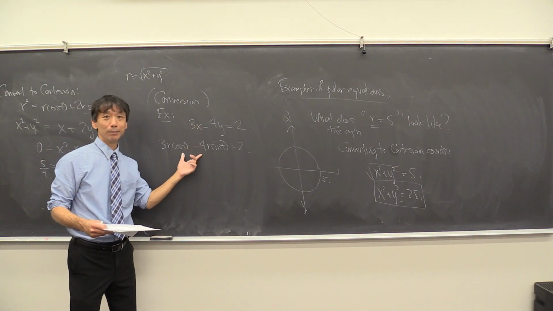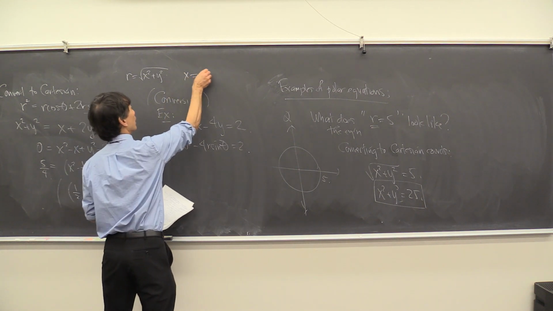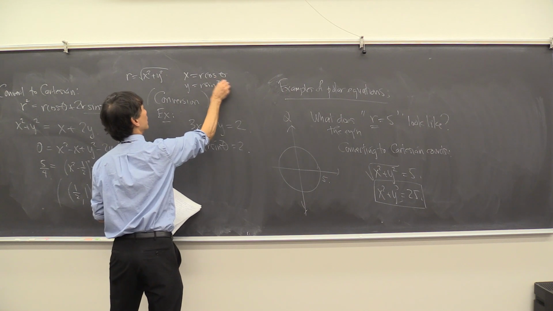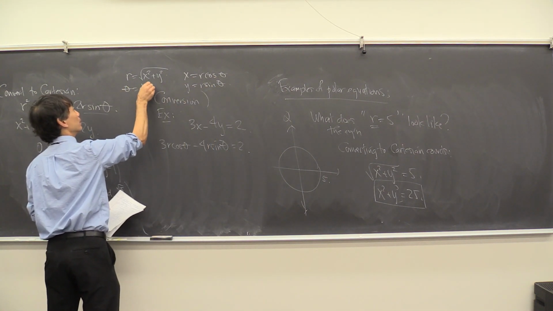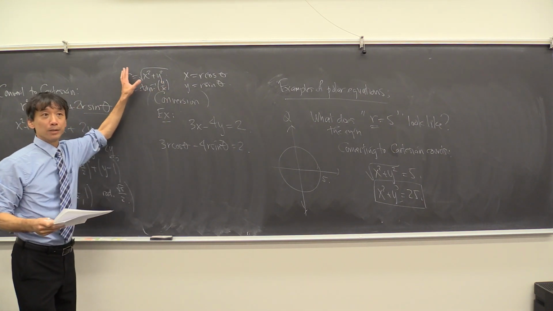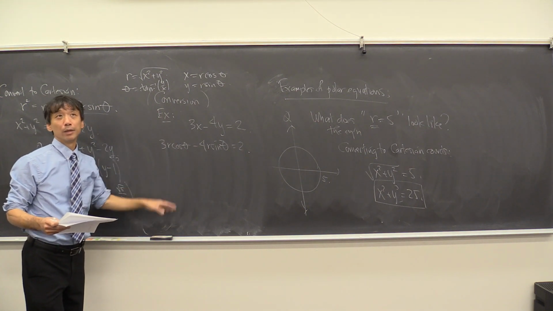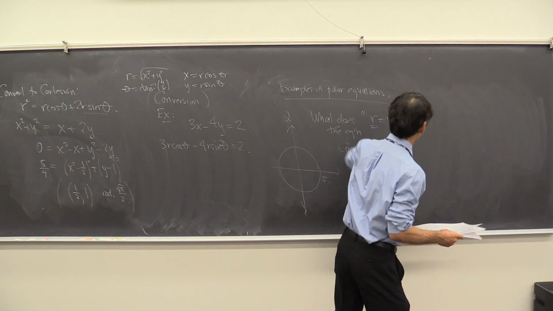Everybody see how this was done? Right? You just substitute. We know that x is r cosine theta. We know that y is r sine theta. Here, remember, this is arctan y over x. So basically, it's just using these conversions to switch one equation to another. Okay. Let me just do one last example. Sorry to keep you a little bit over.